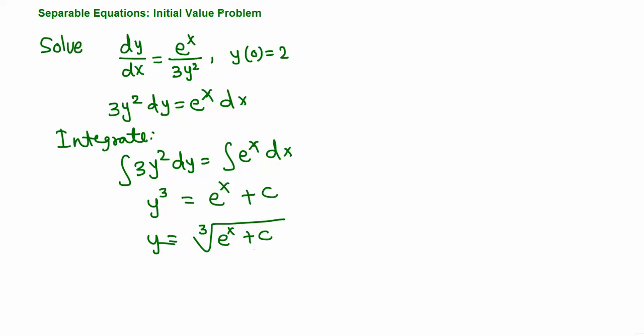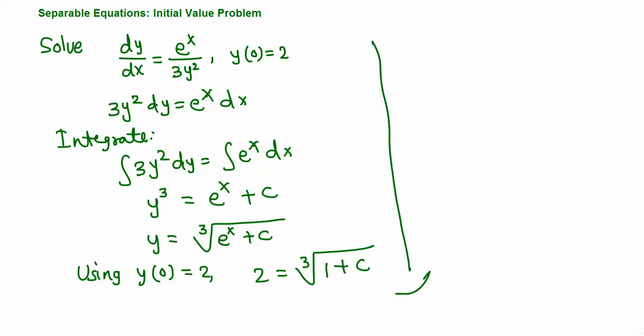Okay, y has infinitely many values, but using this initial condition we can determine the unique value of c. Now we write, using y at 0 equals 2, that means y is 2 when x is 0, so 2 equals the cube root of e raised to 0, which is 1, plus c. Now let's solve this for c. Cube both sides, so 2 cubed, 8, equals 1 plus c. Subtract 1, so c equals 7.